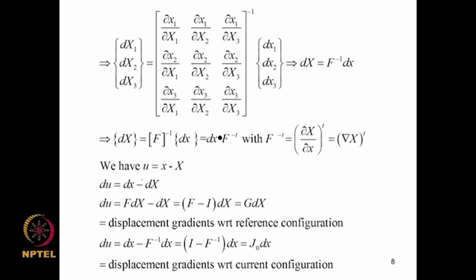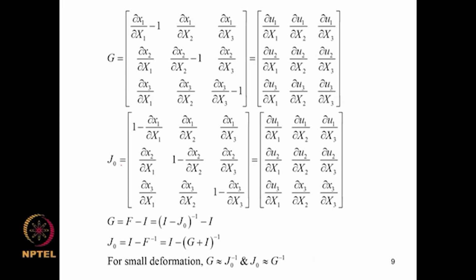Alternatively, I can express d capital X in terms of d lowercase x through this relation, and I get this as I minus F inverse into dx, and this matrix is known as J naught. So, these are displacement gradients with respect to the current configuration. These G and J naught matrices are shown here. This is with respect to displacements, whereas this is with respect to the position coordinates of the position vector. So, G is this, J naught is this, but for small deformation G and J naught are related through this relation. So, in small deformation these relations apply.